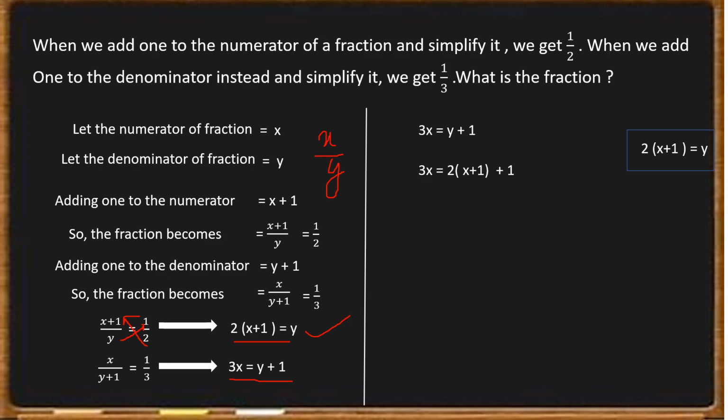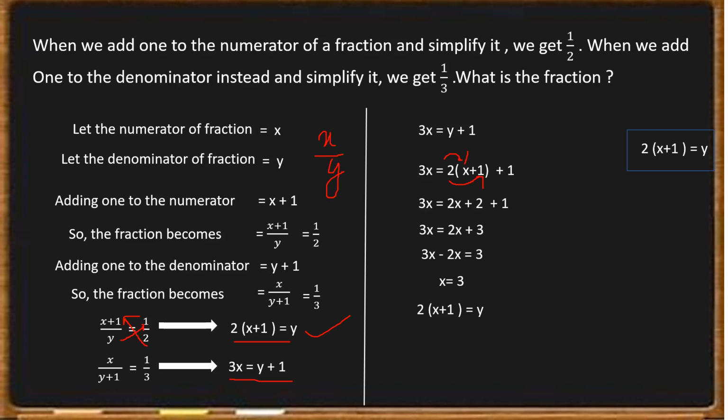And we get 3x equal to 2x plus 2 plus 1. That is, we are opening the bracket, that is multiplying 2 with x and this 2 with 1. So we get 2x plus 2. And we get 3x equal to 2x plus 3 on adding 2 and 1. That is 3x minus 2x gives 3. So x becomes 3. That is, the numerator becomes 3, isn't it?